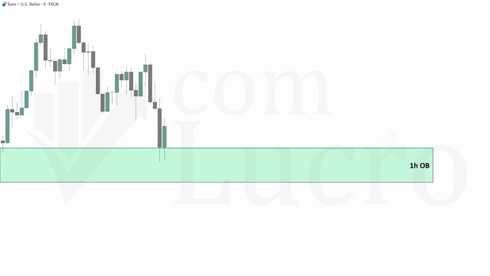For confirmation, we look for a change of character on this lower time frame. This happens when price breaks above the swing highs that led to the previous downward move. Let's play the price forward. Here, we can see that price actually broke below the order block without showing a clear change of character. Although there was a brief reaction to the zone, it failed to confirm the reversal we were looking for, meaning there's no valid trade setup at this point.